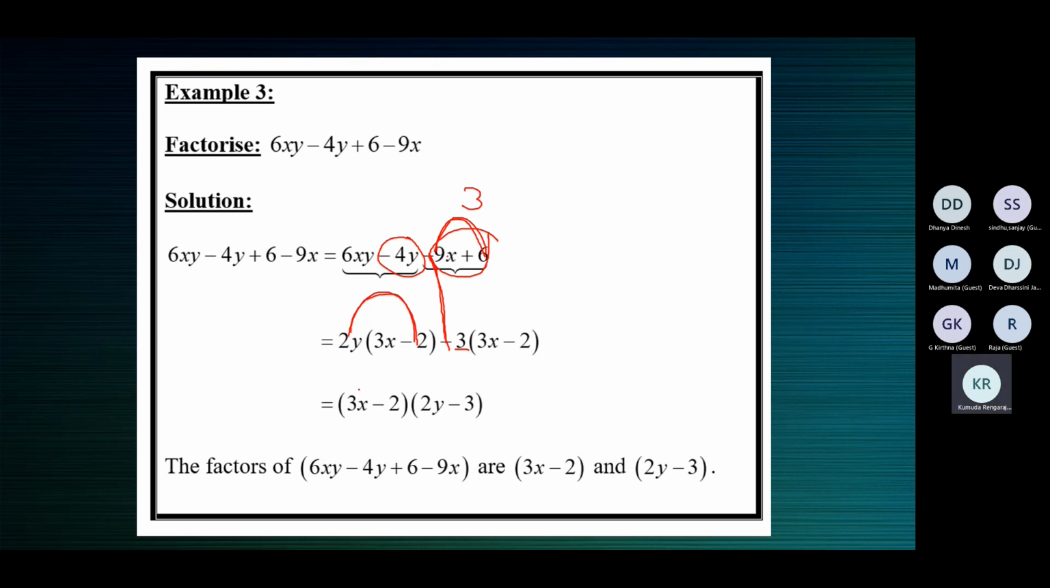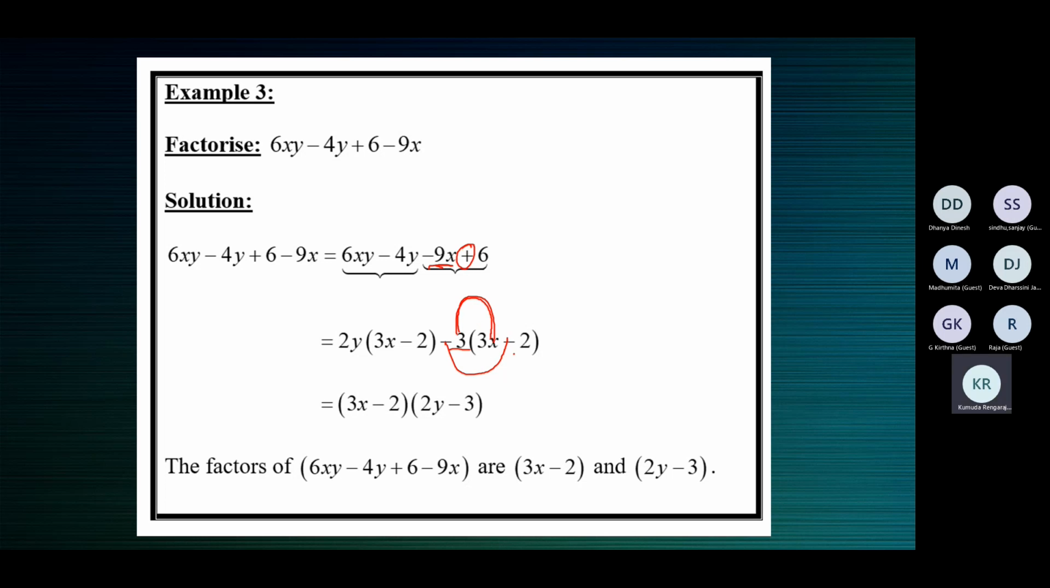Now it's minus 3. Outside we have minus 3. Now minus 3 into what will give you minus 9x? Minus 3 into 3x is minus 9x. Minus into minus is plus.